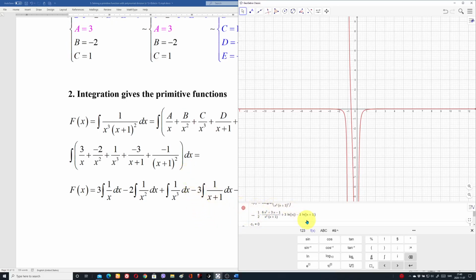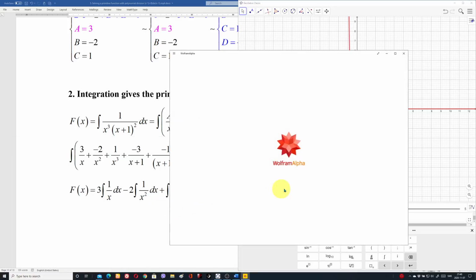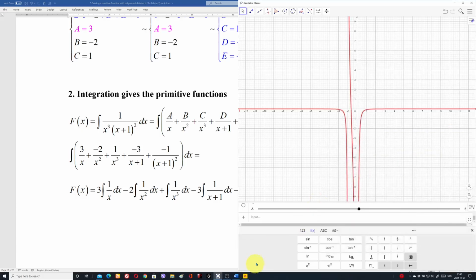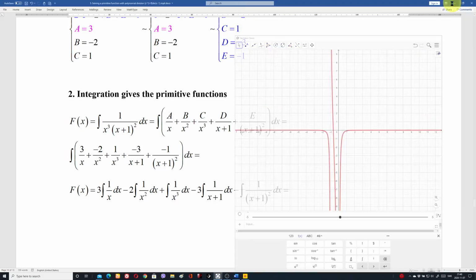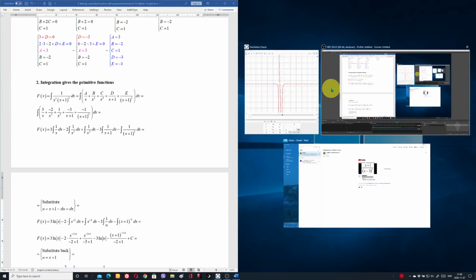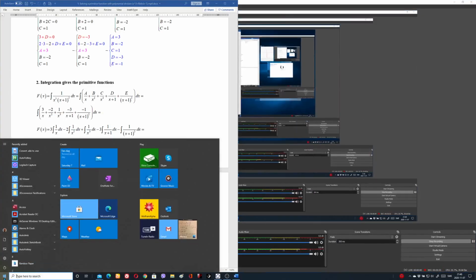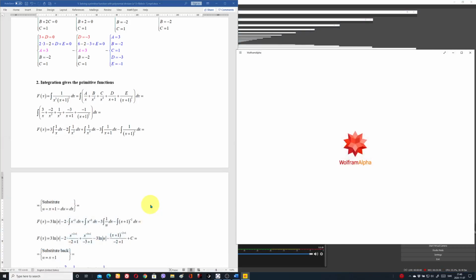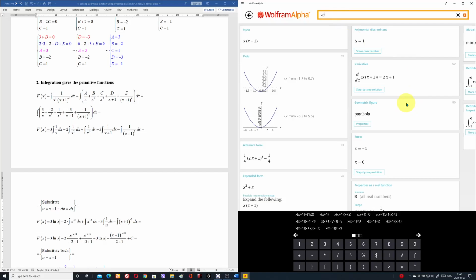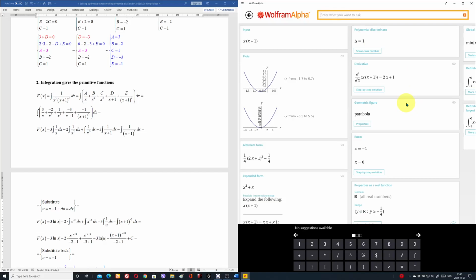So let me ask Wolfram Alpha. I'm skipping this calculation. This is simple algebra. So what is the Wolfram Alpha now? Then disappear. So here it is. Okay. It's good to have Wolfram Alpha up.